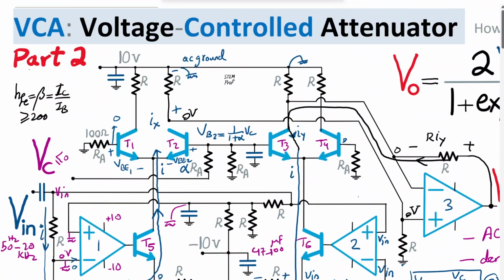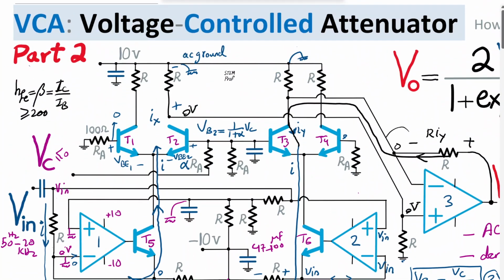Basically, because this node at the negative terminal is 0, and we have an R times Iy voltage drop across R, that means the output voltage contribution will be just R times Iy. So with that said, I am going to just write the contribution. So let me just clean up the circuit.